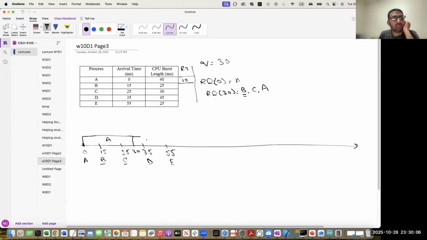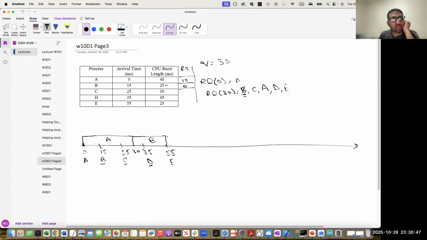Now we run B for one quantum, but B's burst time is 25, so it will run only for 25 time units. 30 plus 25 is 55, right? Its remaining time is now 0. In the meantime, at 35, D entered the ready queue, and E also entered the ready queue at 55. Now B is done, because its remaining time is 0.